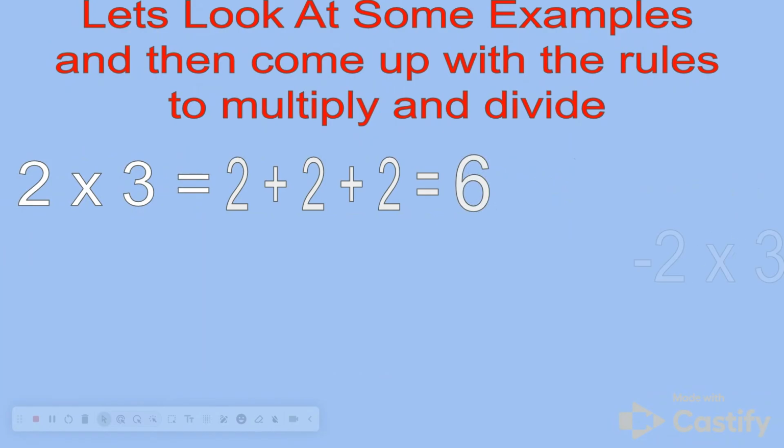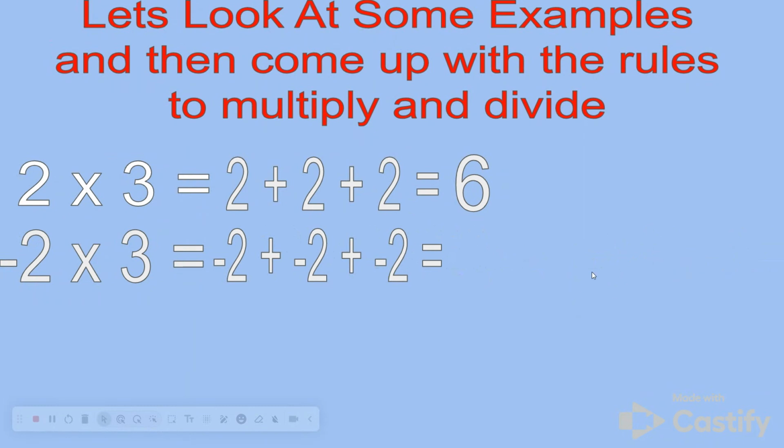So if we put a negative sign in here and do negative 2 times 3, it's the same idea, but instead of 2 plus 2 plus 2, now we're looking at negative 2 plus negative 2 plus negative 2, because now we're doing a negative 2 three times. If you haven't watched my adding integers video, go back and check it if you're not sure how to add integers. But when you add those together, same signs, you add the numbers and keep the sign. So negative 2 times 3 would be negative 6.